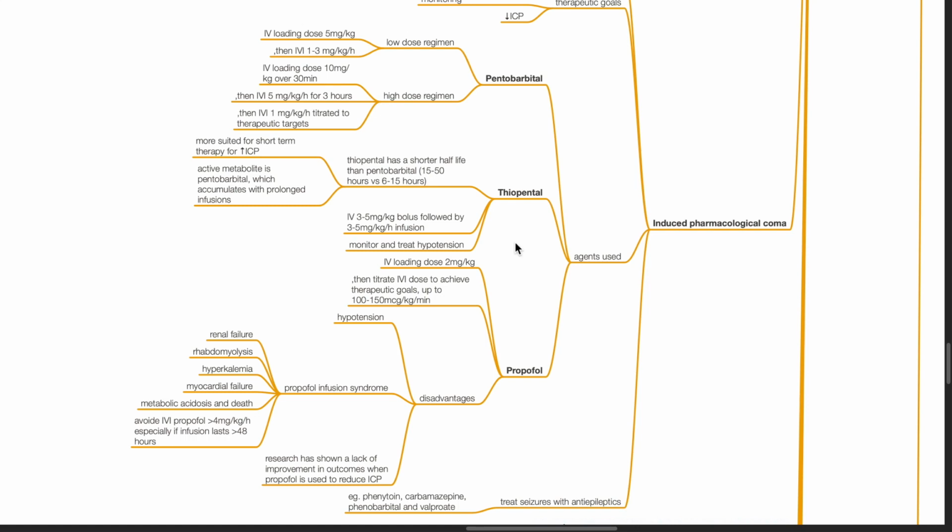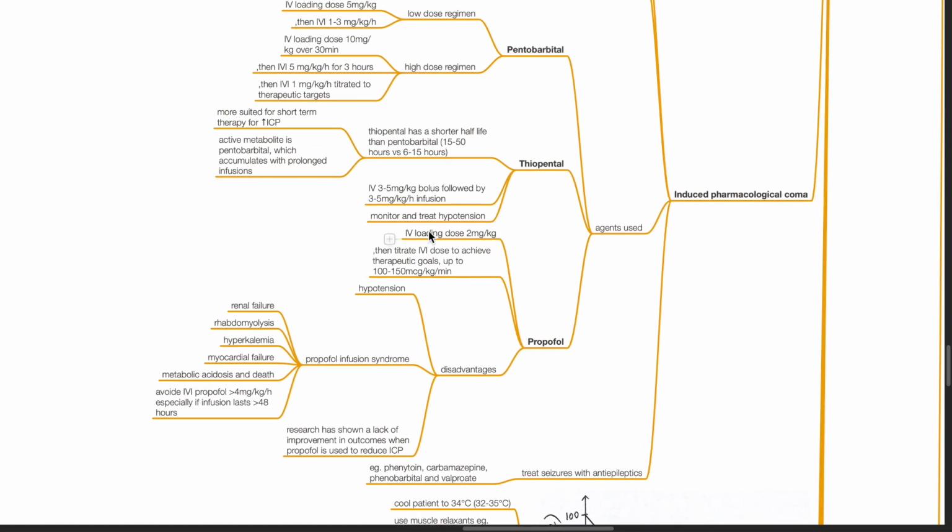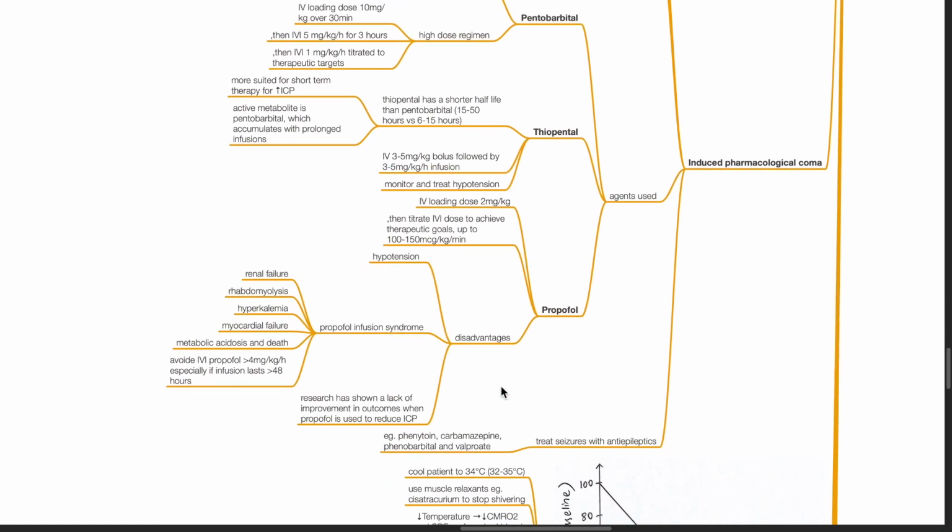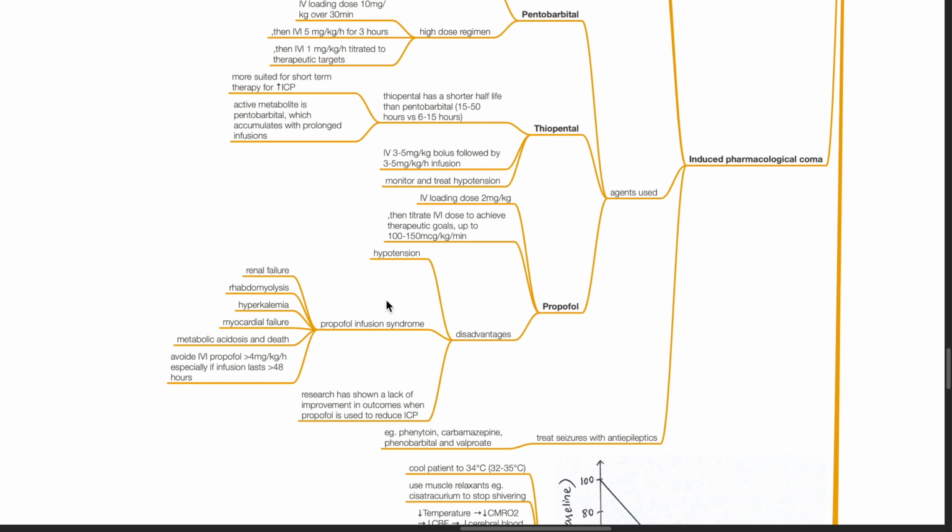Propofol. IV loading dose is 2 mg per kg, then titrate IVI dose to achieve therapeutic goals up to 100 to 150 mcg per kg per minute. Disadvantages of propofol include hypotension and propofol infusion syndrome, which consists of renal failure, rhabdomyolysis, hyperkalemia, myocardial failure, metabolic acidosis, and death. Thus, avoid IVI propofol of more than 4 mg per kg per hour, especially if infusion lasts more than 48 hours. Research has shown a lack of improvement in outcomes when propofol is used to reduce ICP.